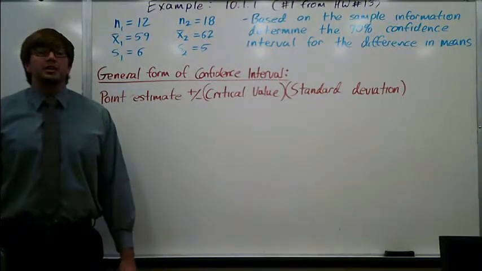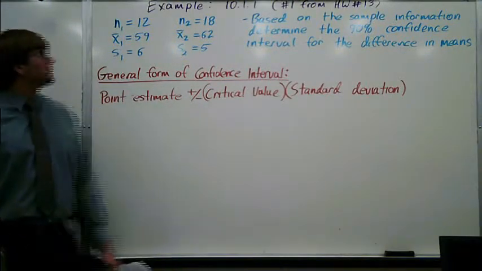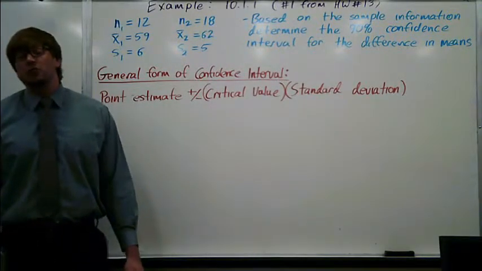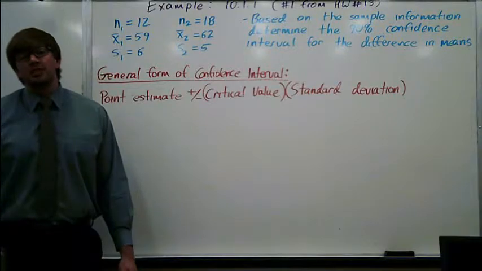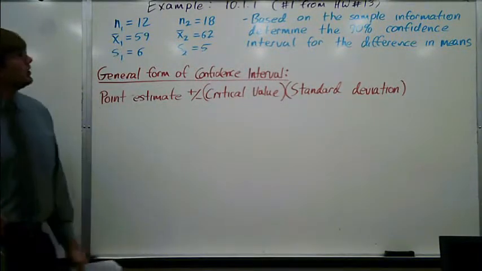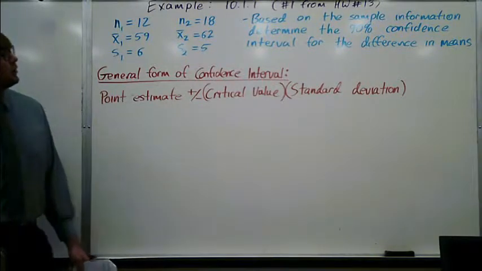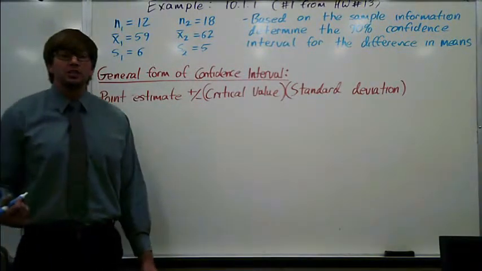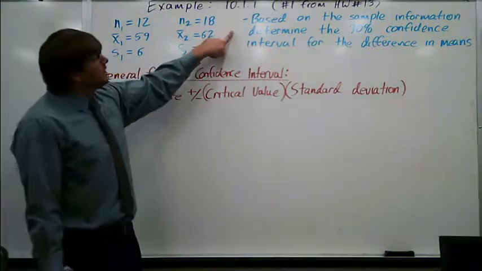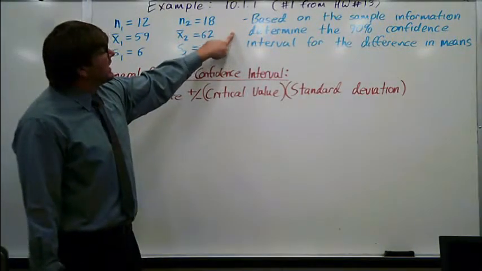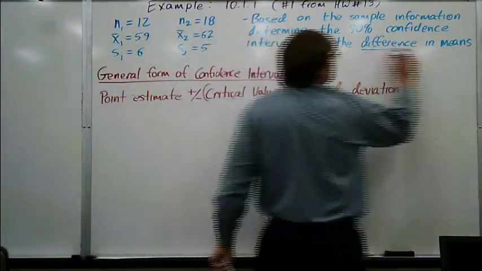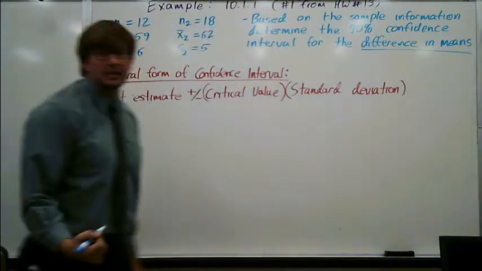Alright, let's go ahead and check out an example from chapter 10.1, which is based on determining confidence intervals for the difference between population means. So we're going to look at 10.1.1, which is the first problem from your 13th homework assignment. Based on the sample information, determine a 95% confidence interval for the difference between the two means.